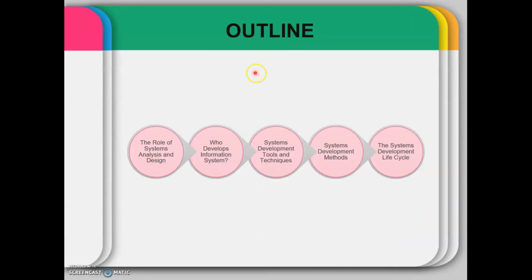So this is the outline for this topic. For the first one, we are going to learn the role of system analysis and design. Then for the second one, who develops information systems. Third one, systems development tools and techniques. Next we have systems development methods. And lastly, the systems development life cycle, or known as SDLC.